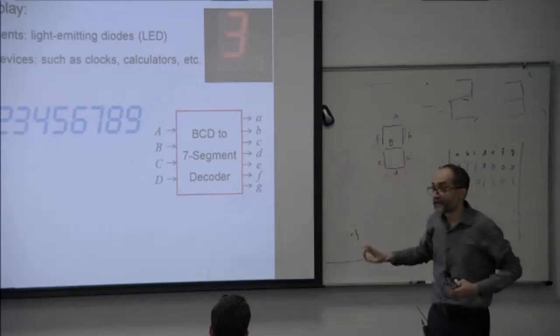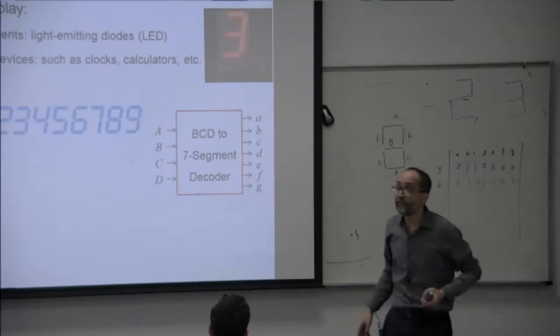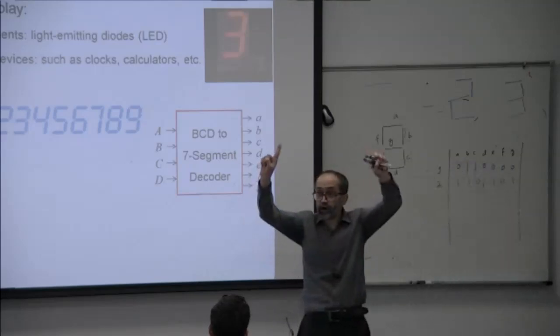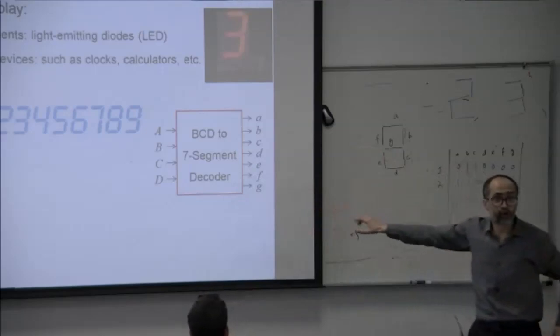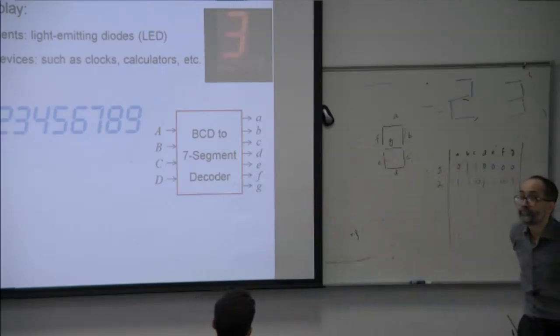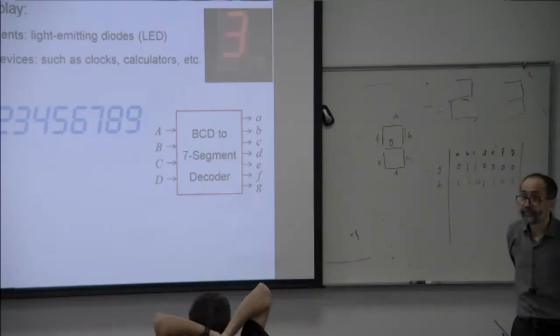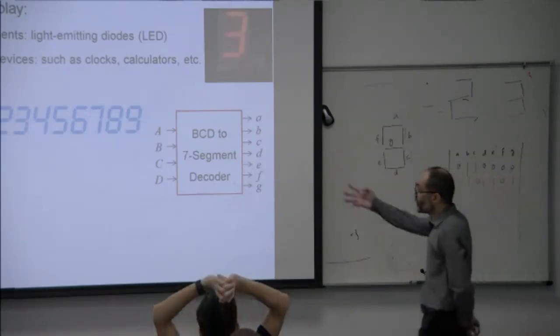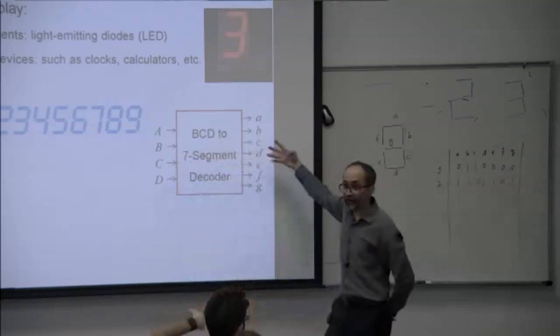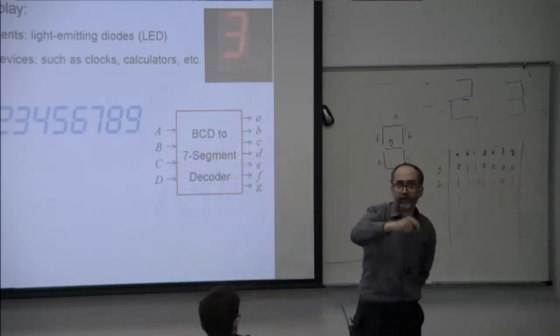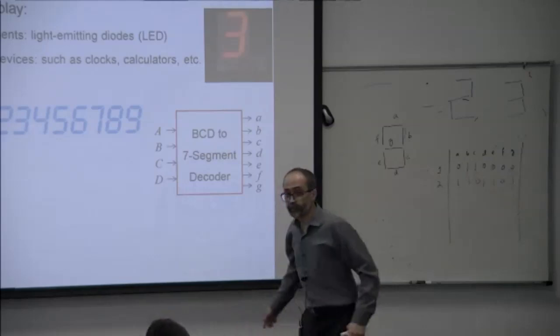The truth table will contain how many rows and how many columns? Please just look at how many rows? 16. How many columns? 11. 4 for the inputs, 7 for the outputs. Everyone draw it. I'm coming to each and every student. Yes, please.